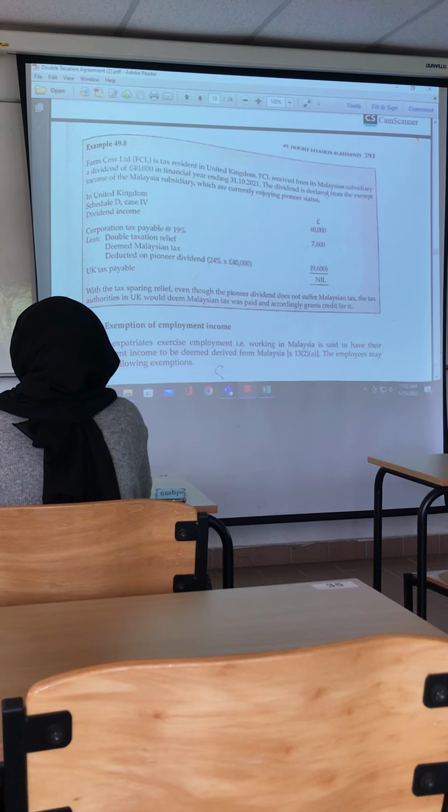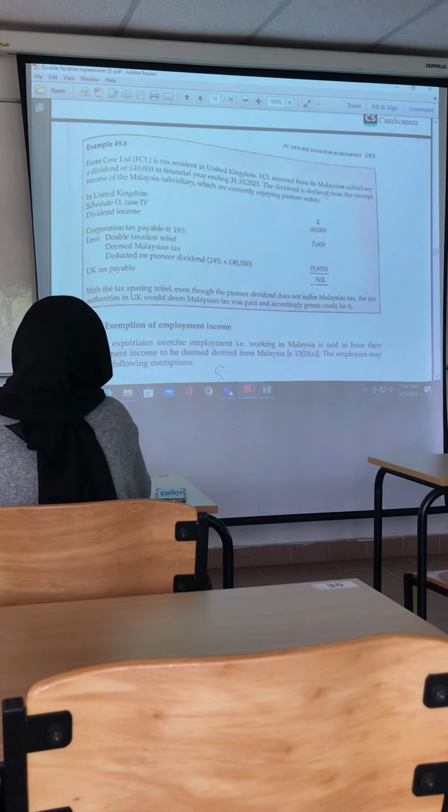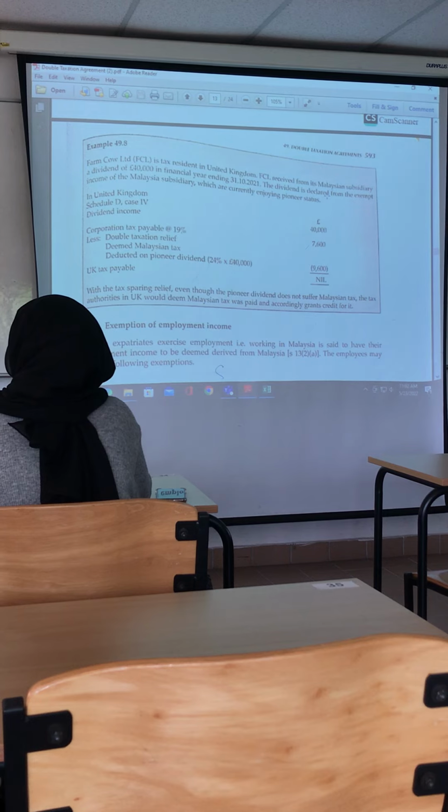So in this case, even though in the UK you should pay tax on the 40,000 pounds, which is 7,600, we take it that, even though you don't actually pay tax in Malaysia on the dividend. Why do you pay tax on the dividend in Malaysia?